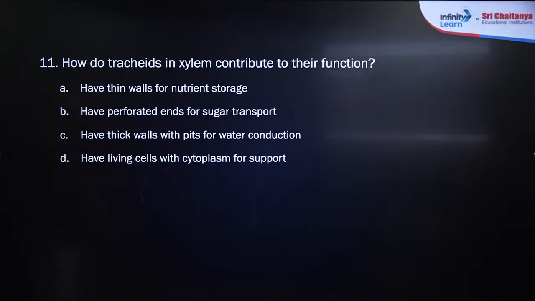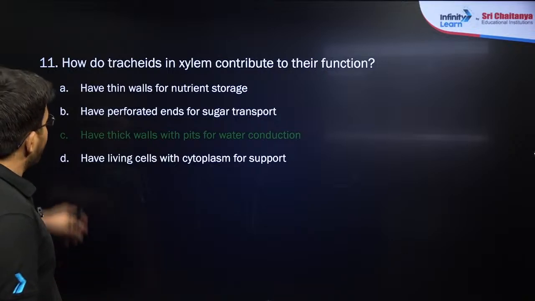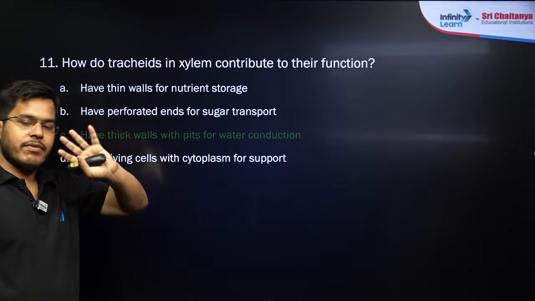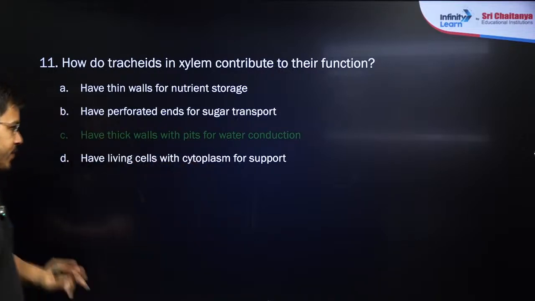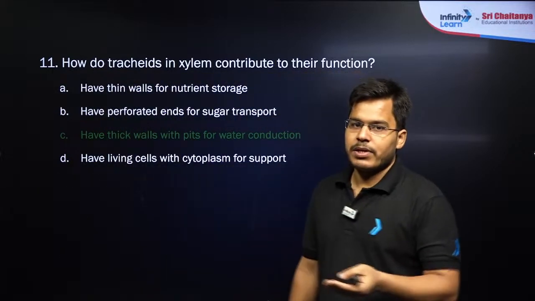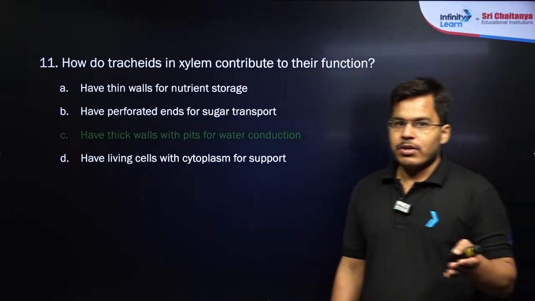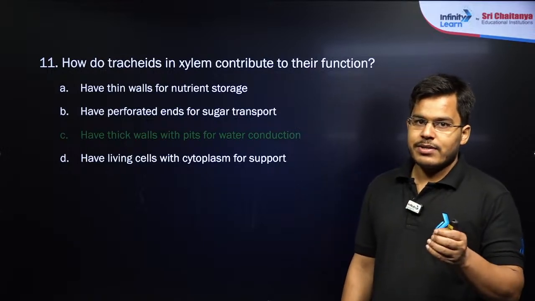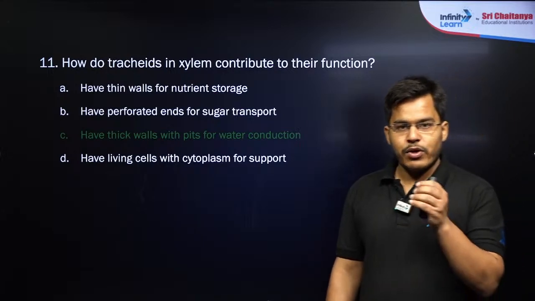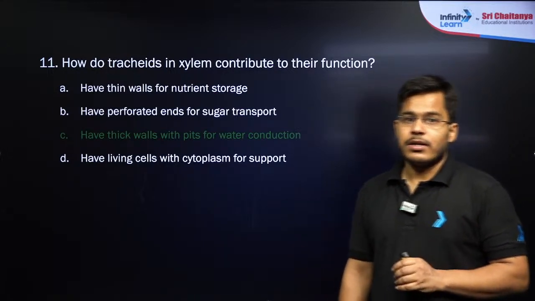Okay students, absolutely correct answer by all of you, that is C, have thick walls with pits for water conduction. Why this answer is very simple. Nutrient storage will not be done by tracheids because they are non-living structures. Parenchyma is a living cell that stores material, but tracheids are non-living. We know that in xylem, three things are dead: the tracheids, the xylem fibers, and the xylem vessels. So these three things are dead in the xylem, right?